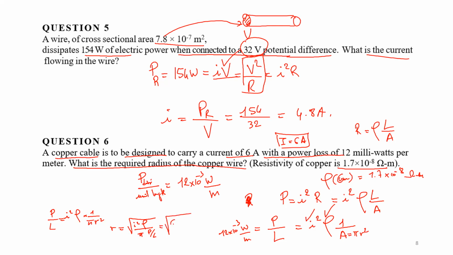So it will be the square root of I square rho. I know rho, you plug it here, you know pi. You know P divided by L is just 12 × 10⁻³. And I believe you will get the radius which will be required is roughly 4 × 10⁻³ meters, basically 4 millimeters. Do the calculation, okay? So you know everything, you just get me what's the radius.